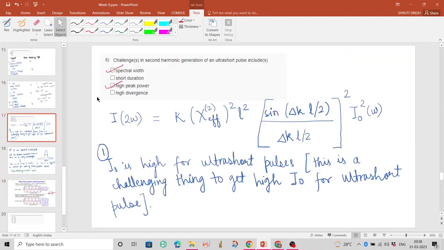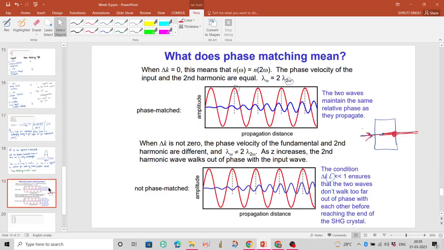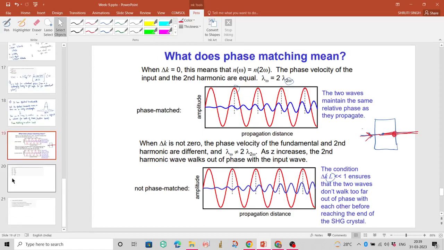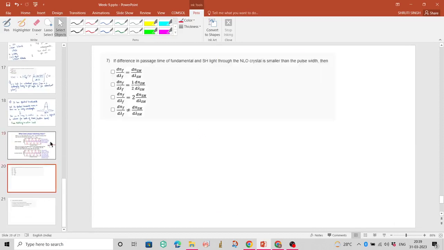Okay, so question 6 was this much only: what are the challenges in creating the ultra short pulse. This was the figure, I have just kept this to show what the phase matched and phase mismatched conditions are, and what it looks like physically in the wave picture. Next, we have two more questions left.